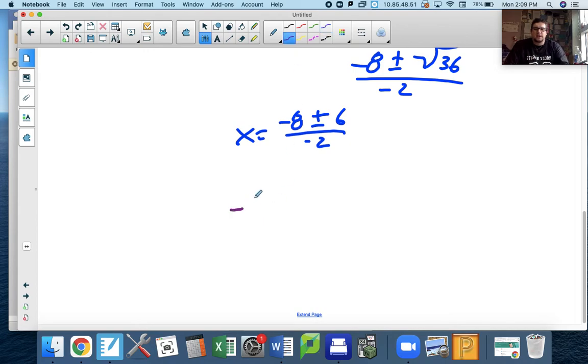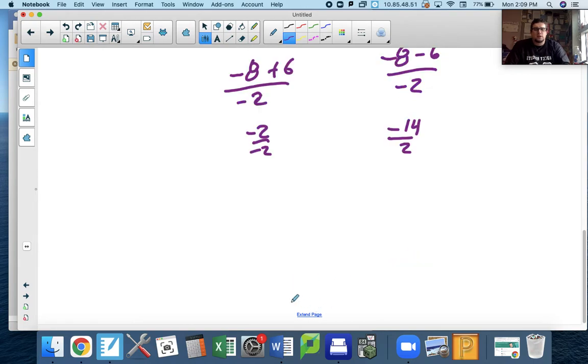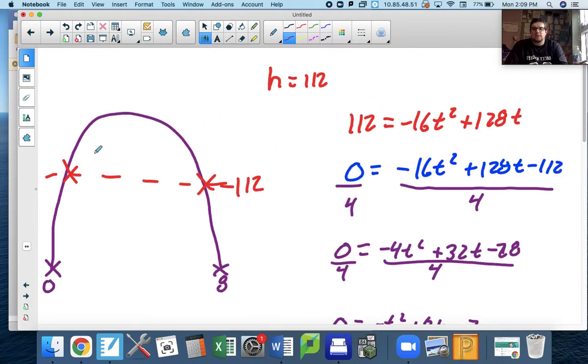Split our answer: negative 8 plus 6 over negative 2, negative 8 minus 6 over negative 2. So I get negative 2 over negative 2 and negative 14 over negative 2. So we get 1 or 7 seconds. So 1 second into the journey, it's 112 feet. 7 seconds into the journey on its way down, it's back at 112 feet.